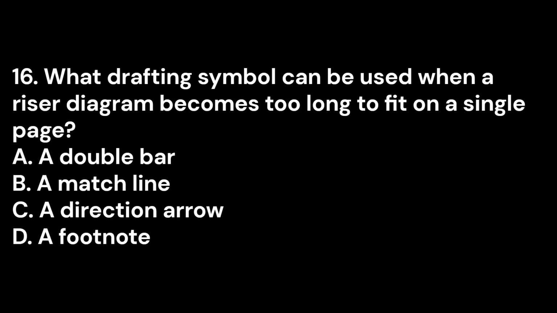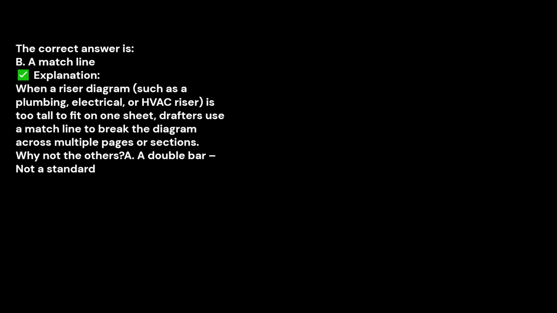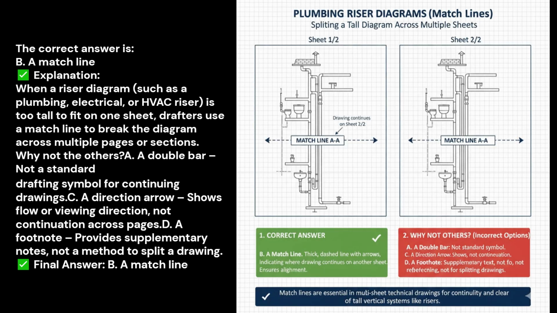Number 16. What drafting symbol can be used when a riser diagram becomes too long to fit on a single page? A. A double bar. B. A match line. C. A direction arrow. D. A footnote. The correct answer is B. A match line.